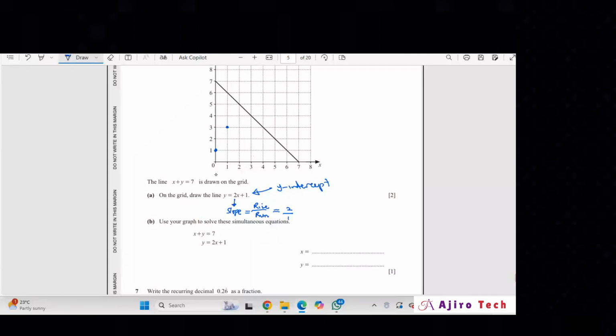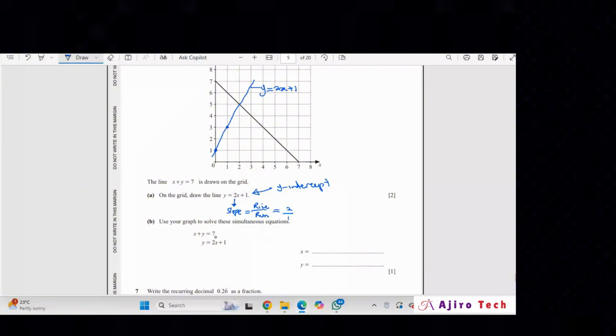So from here, I will now draw the line. So this line now is the line of y is equal to 2x plus 1. That is the line. Now, it says use your graph to solve the simultaneous equation.